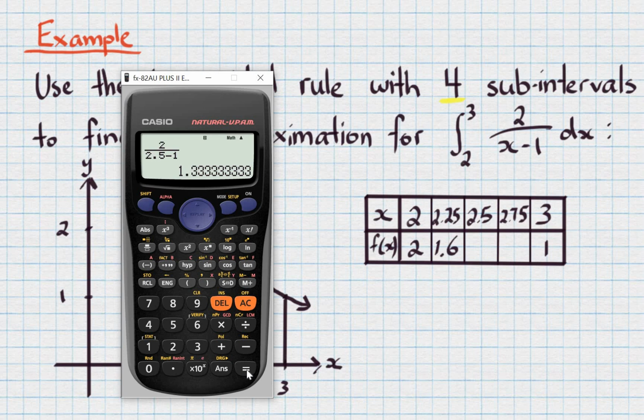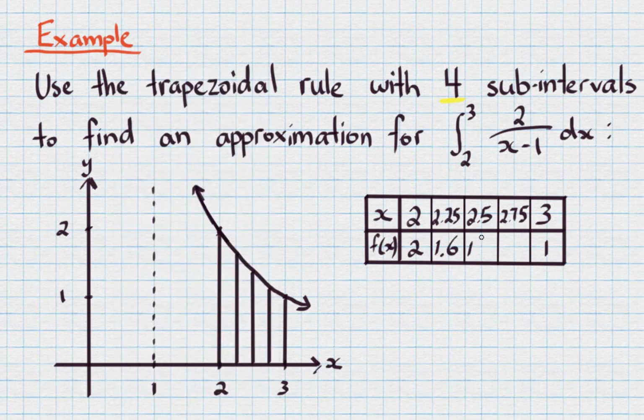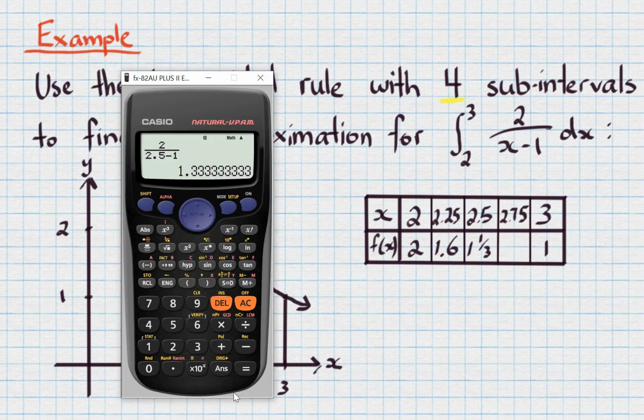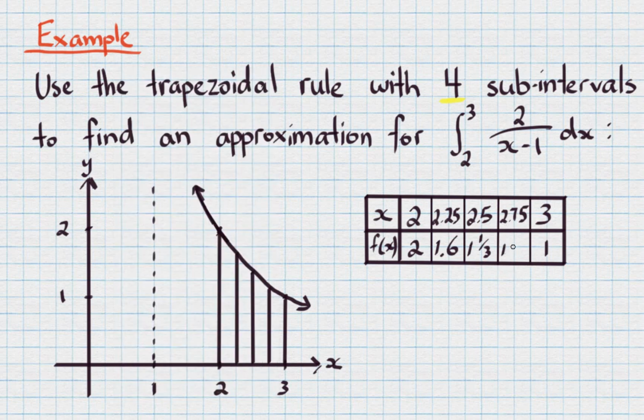Now I'd recommend that you store this value or use 1 1/3 so that you've got an exact value. And 2.75. What happens at 2.75? We get another decimal. So I'll write it as 1.14, but once again I would recommend that you store that value.